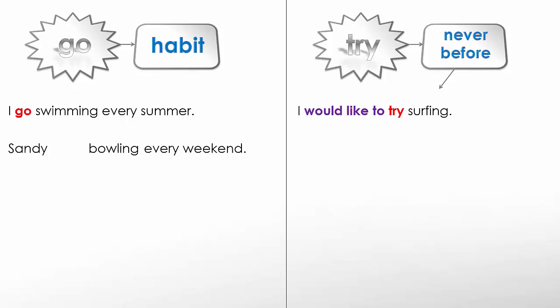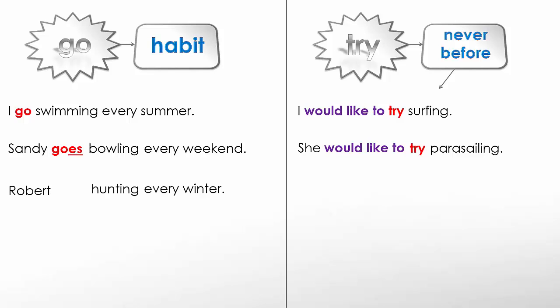Sandy, bowling every weekend. The action here will be goes. She goes bowling every weekend. It's a habit. She would like to try parasailing. She never tried parasailing before. Robert, hunting every winter. The missing action will be goes. Robert goes hunting every winter. We can say he wants to try fishing.